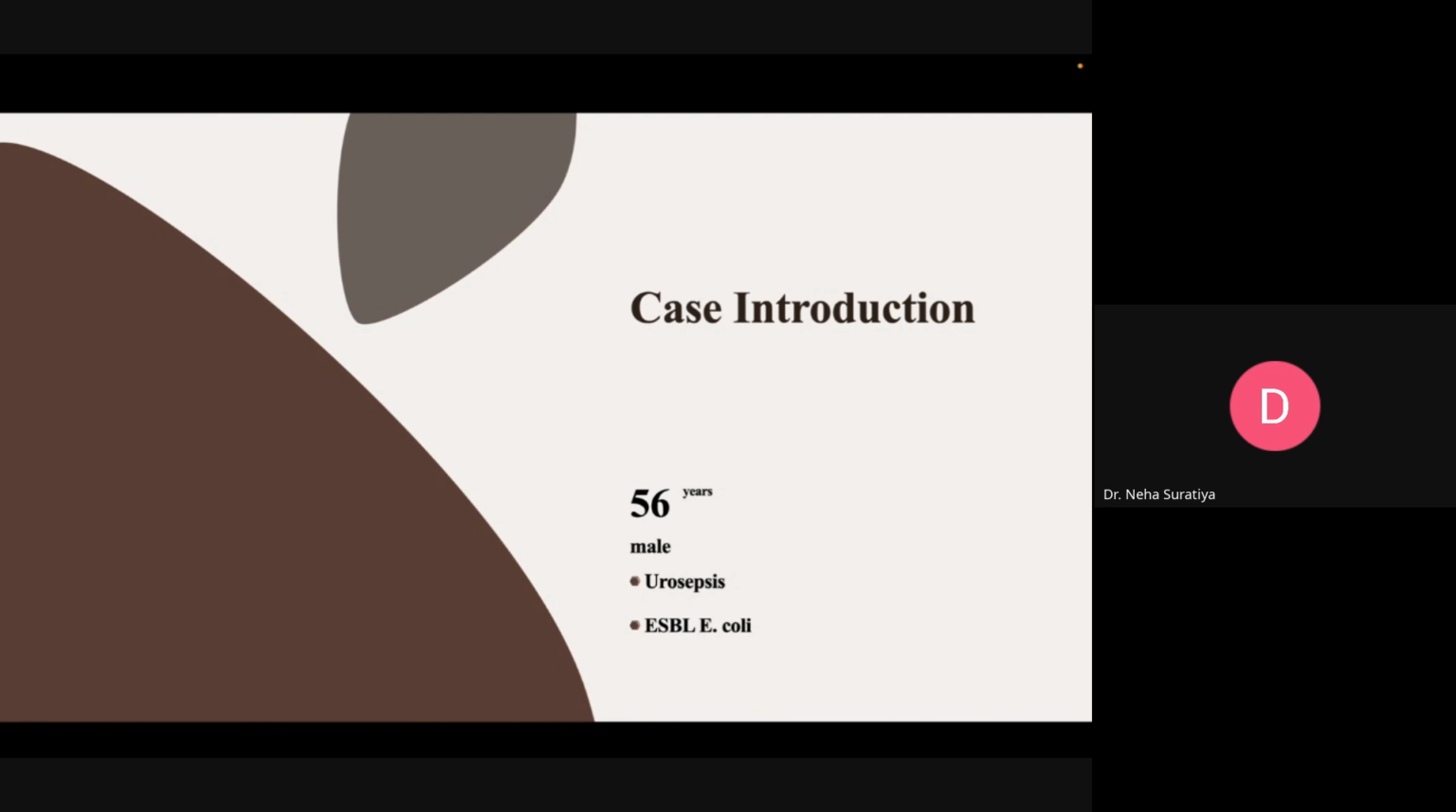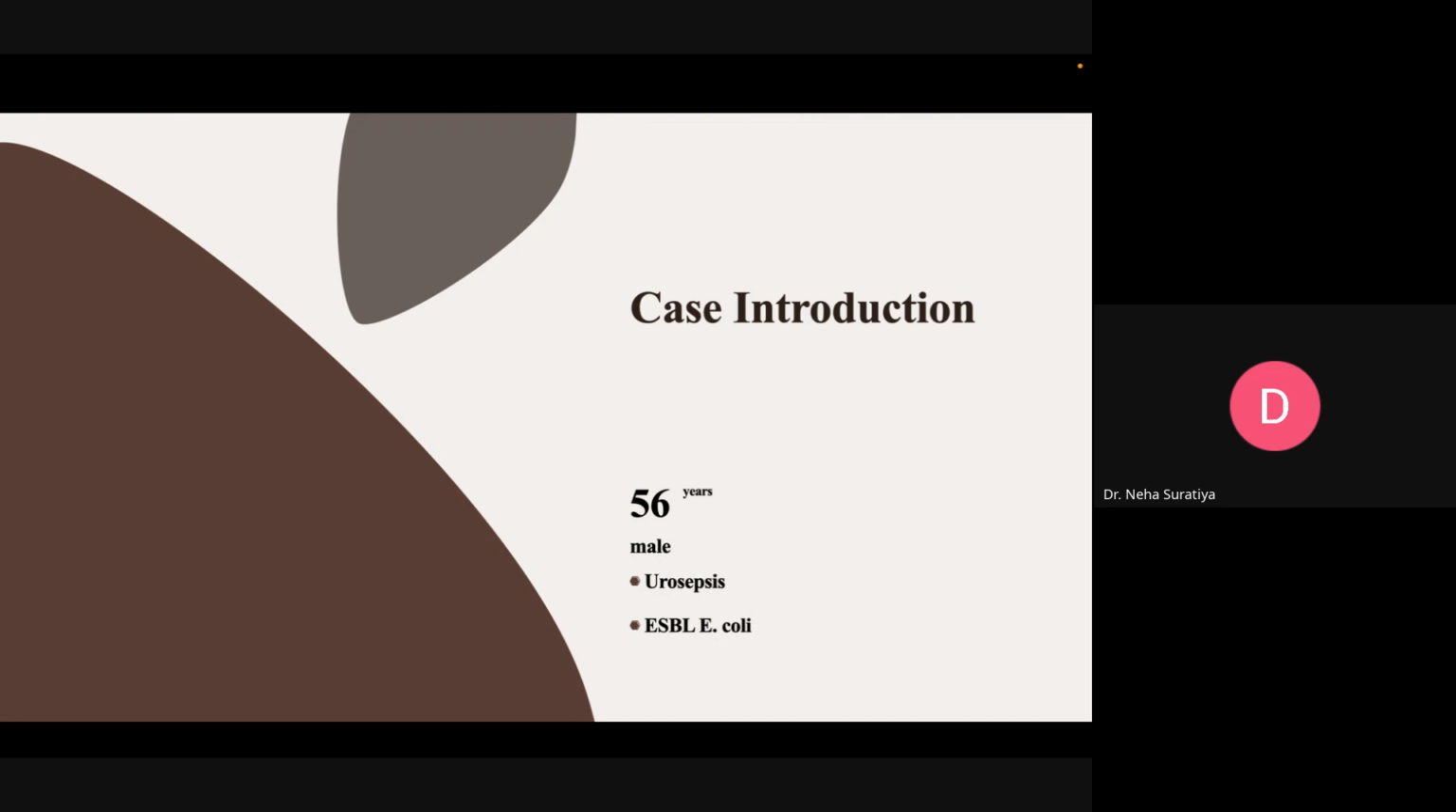Let's apply everything. Here you can see a 56-year-old patient with urosepsis. Focus on the age: 56 years old, male with urosepsis, culture report suggesting ESBL, extended spectrum beta lactamase E. coli. Patient is still stable. This slide introduces a real world clinical scenario, guys. So you can apply MIC interpretation, resistance mechanism, breakpoint, stewardship principle here.